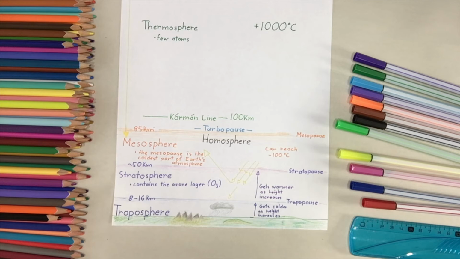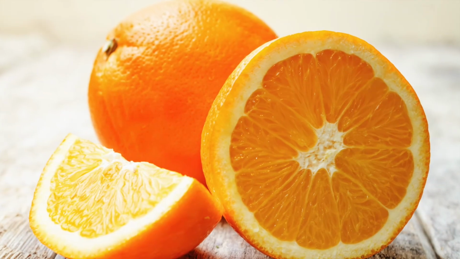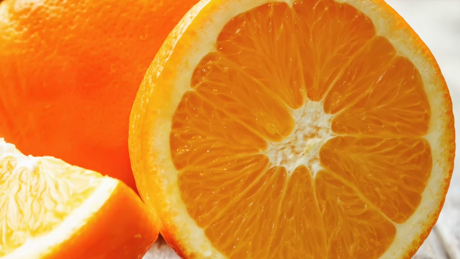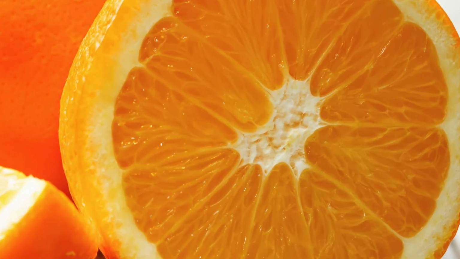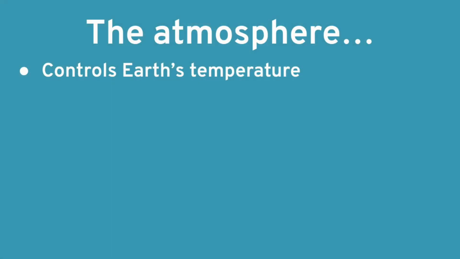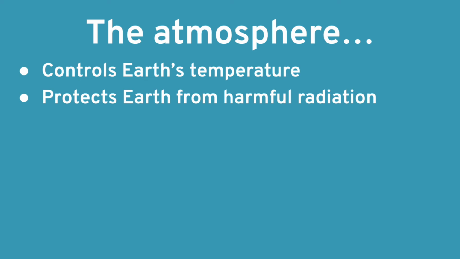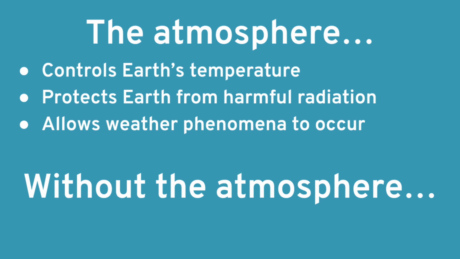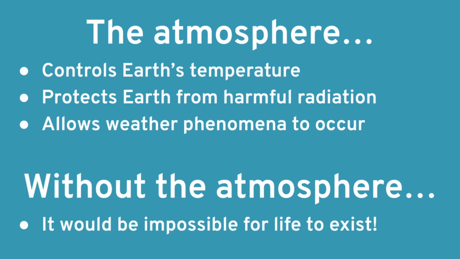Now, you may be wondering, what does the atmosphere do? If the Earth was an orange, the atmosphere would be only as thick as the orange's peel. So, in a relatively short distance, the atmosphere protects Earth from a lot of the dangers of space. The atmosphere controls Earth's temperature by insulating the Earth, protects the surface of Earth from harmful radiation from space, and allows weather phenomena to occur. Without the atmosphere, it would be impossible for life to exist as it does on Earth, since temperatures would have extreme variances and radiation would harm any forms of life.